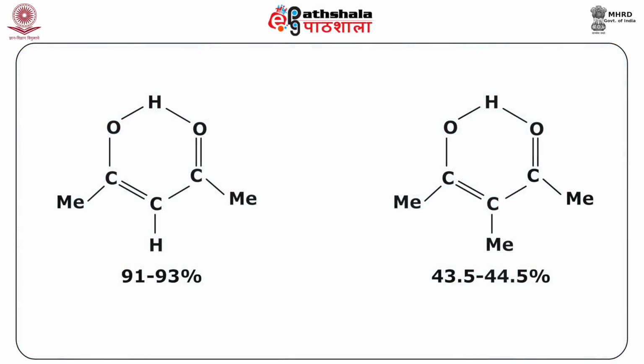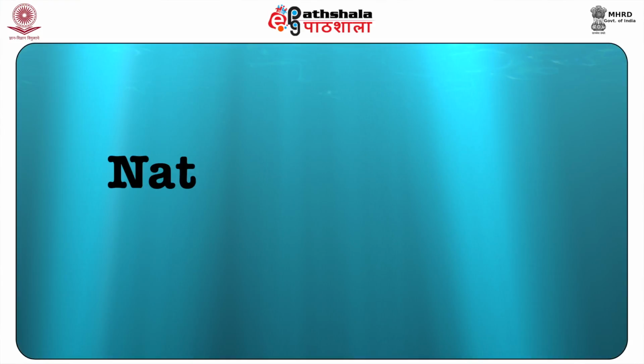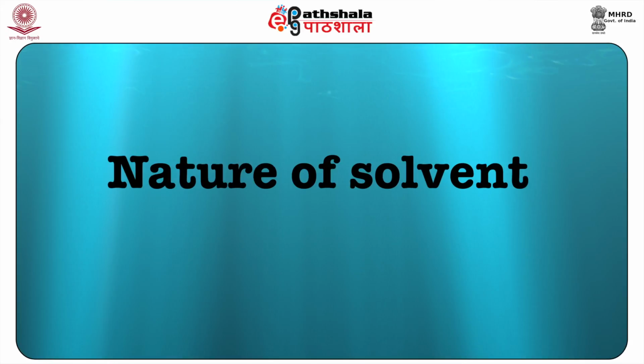The enol content of acetyl acetone is higher than alpha methyl acetyl acetone in gas phase. In the latter compound, there is much greater steric repulsion due to the presence of the alpha methyl group. Thus, the alpha methyl enol, as you can see here, has greater internal strain than the enol form of acetyl acetone.